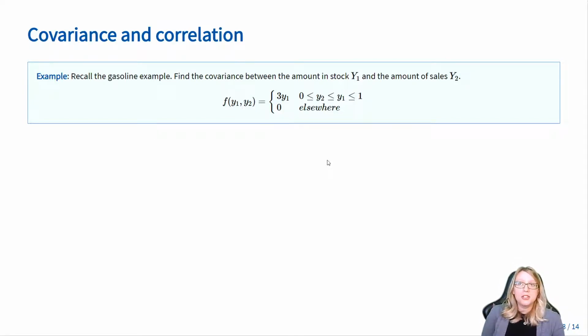So let's think back to a previous example. We're looking at the amount of gasoline that is stocked and sold in a tank.